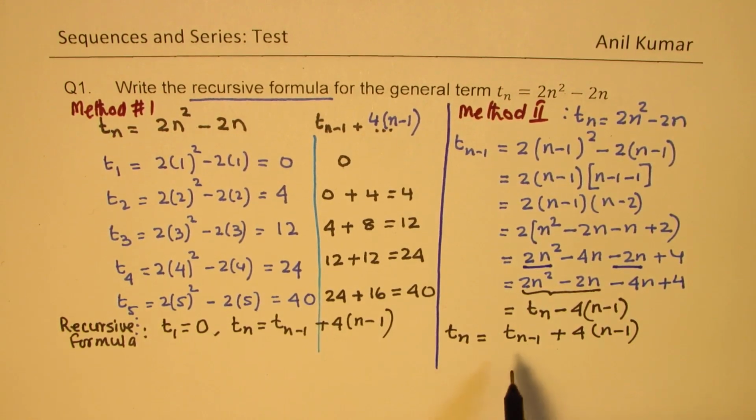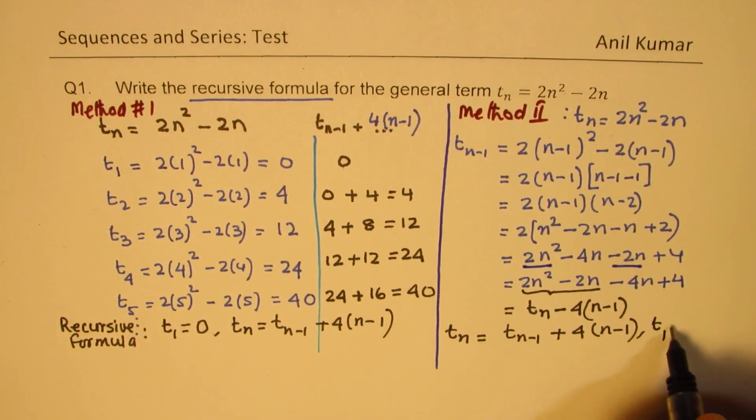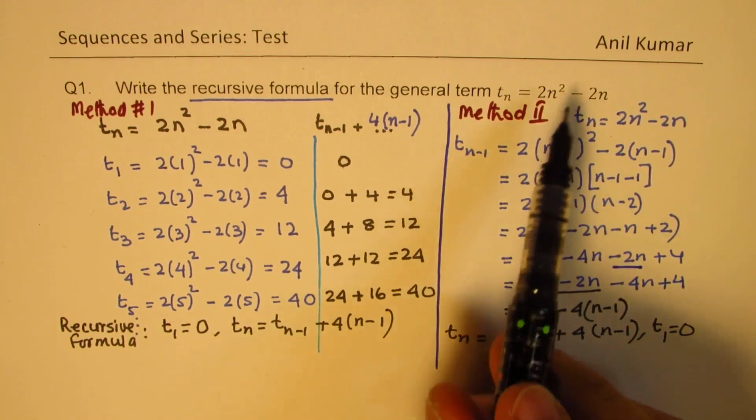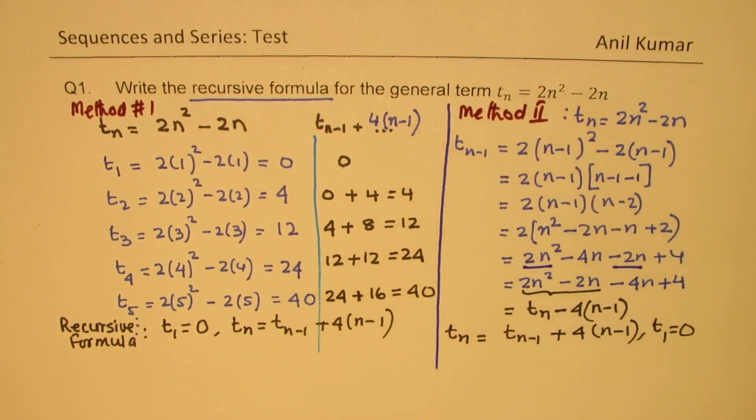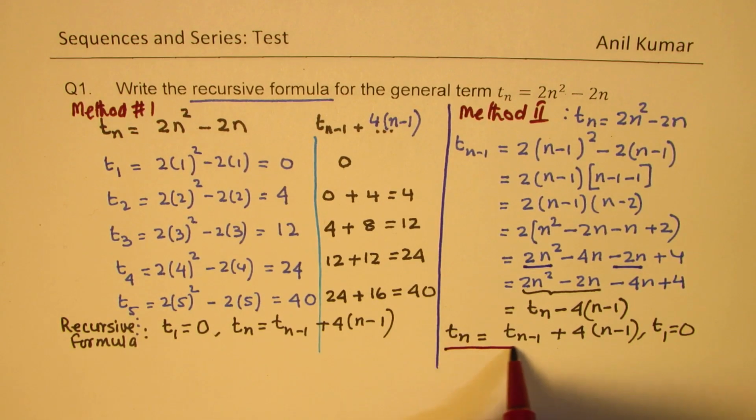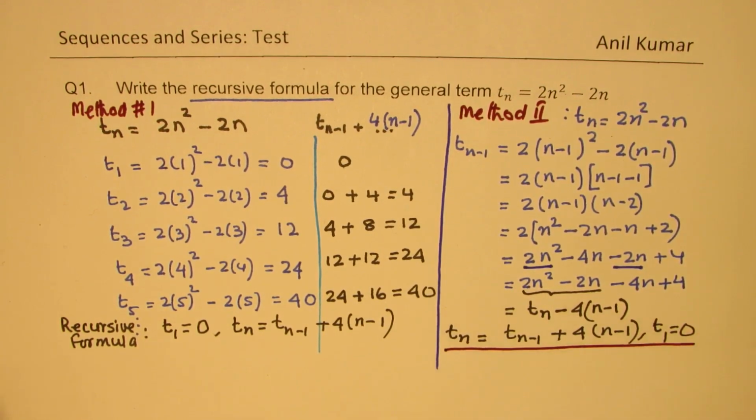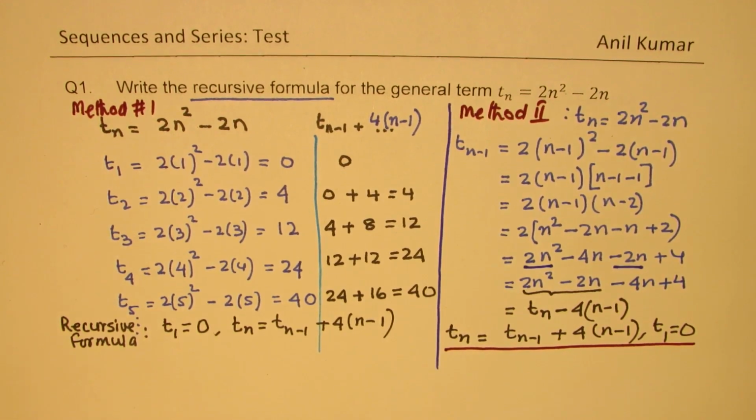And of course, we have to write down the first term, right? So when I substitute 1 here, t1 will be equal to 0. So you could actually get your formula by substituting n minus 1 and then rearranging your terms. This is a general method which can be adopted whenever you are given a general term and you want to find a recursive formula. So I hope that makes sense.